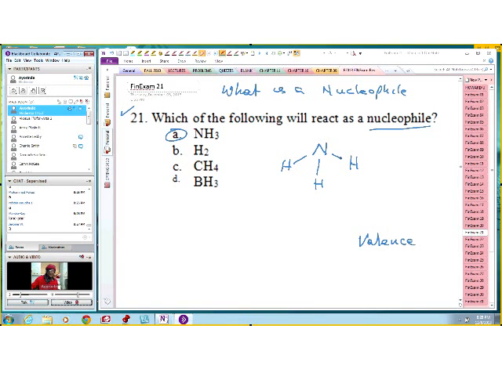Keeping in mind that this bond is 2 electrons, one belongs to nitrogen, the other belongs to hydrogen. The same thing here, and the same thing here. So somebody said 3 electrons. Very good. 3 electrons.